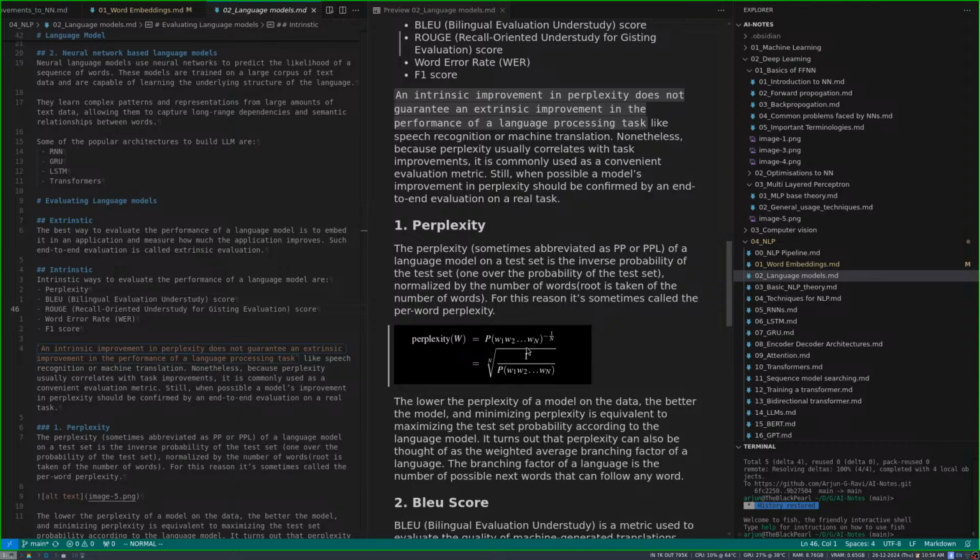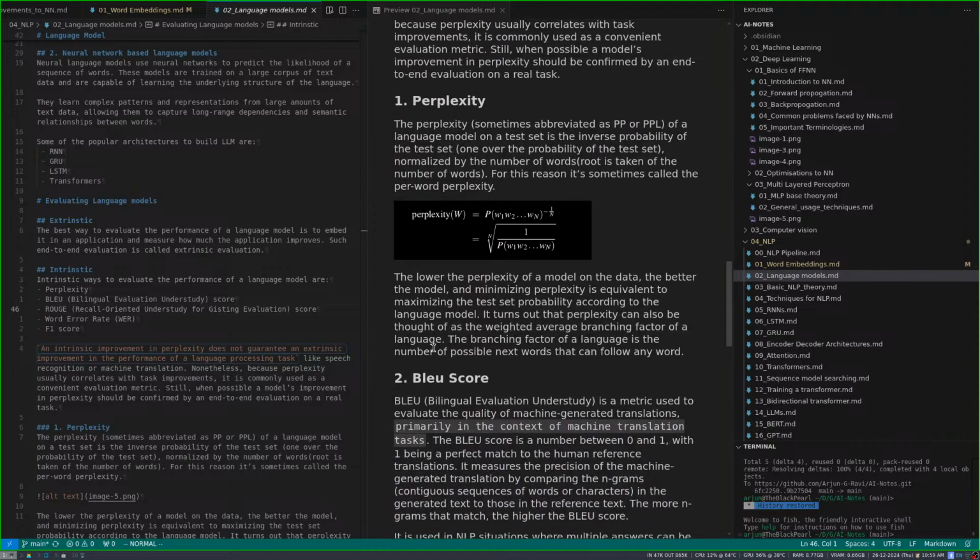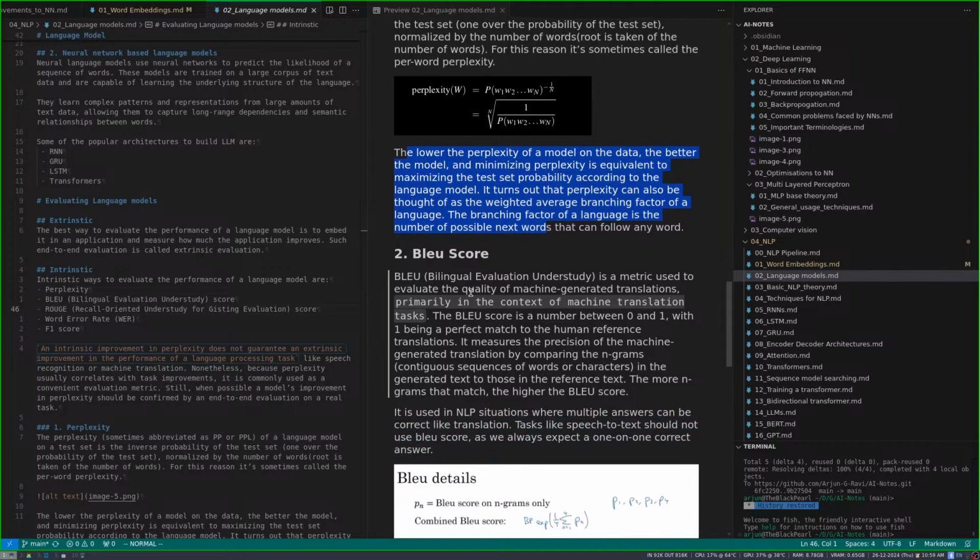So probability is a number less than 1. Inverse probability would be a number greater than 1, because we are just multiplying these numbers, so this is going to be a very big number. We take the nth root, so we'll get a smaller number. Okay, that makes sense. Lower perplexity is better.